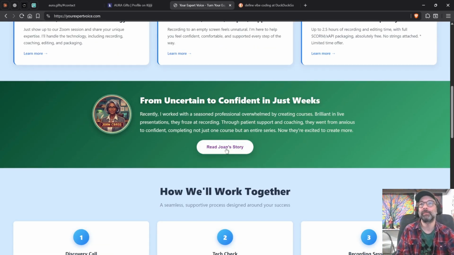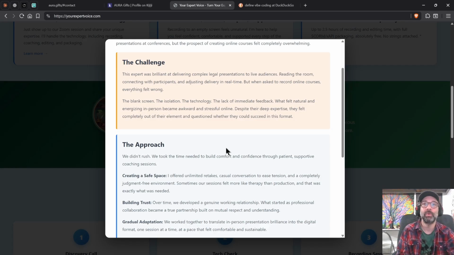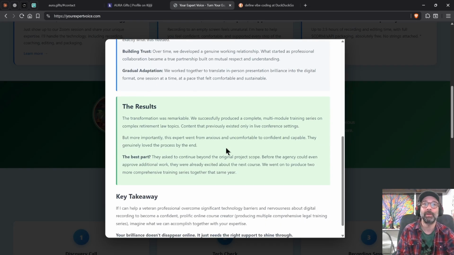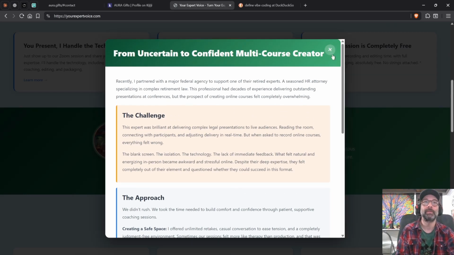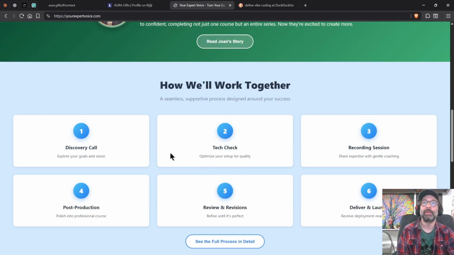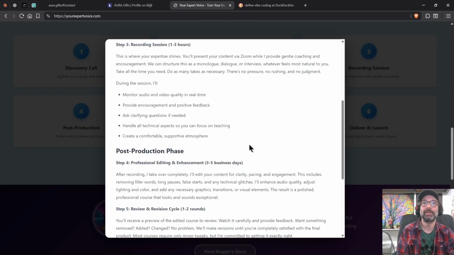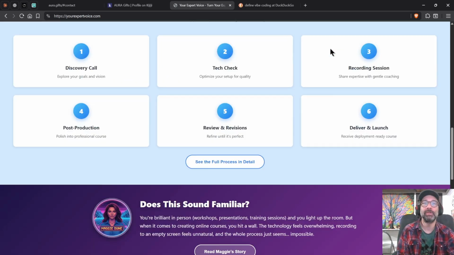Here you can read about a case study from someone I actually worked with. This is an actual case study of a woman who I worked with. God bless her, she's doing very well for herself now. So I wanted to make sure that was on there. This is the process of how it works. Though it's a static page, yes, it's not fancy. It's not a full stack application or website by any means.